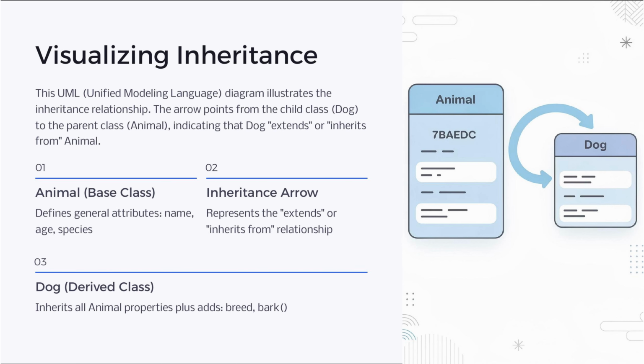This UML diagram visually represents inheritance. The arrow signifies the extends relationship, with dog as the child class inheriting from animal, the parent class. Animal defines general attributes like name, age, and species, while dog adds specific features such as breed and bark.